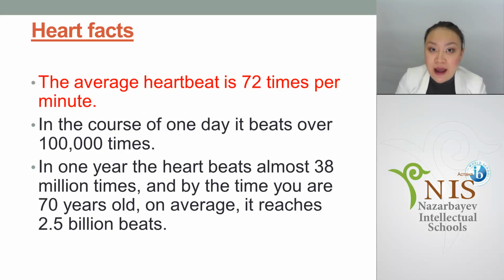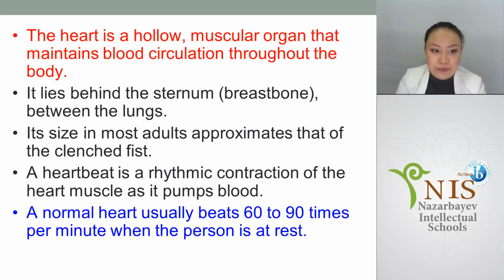Now look at these interesting facts. The average heartbeat is 72 times per minute. In the course of one day, it beats over 100,000 times. In 1 year, the heart beats almost 38 million times, and by the time you are 70 years old, on average, it has reached 2.5 billion beats. The heart is a hollow, muscular organ that maintains blood circulation throughout the body.